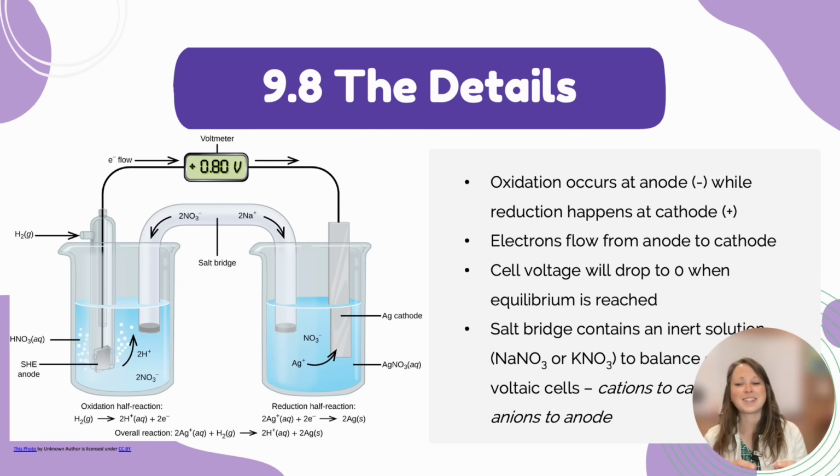So with a voltaic cell, we're going to have a negatively charged anode because this is happening naturally. And then reduction, the gain, that's going to be a positively charged cathode. The salt bridge is going to contain an inert or non-reactive solution. You have to have a salt bridge for this type of cell. And basically that's going to balance out the charge. So the cations are going to go to the cathode, the anions are going to move to the anode. And you don't need a salt bridge in an electrolytic cell.